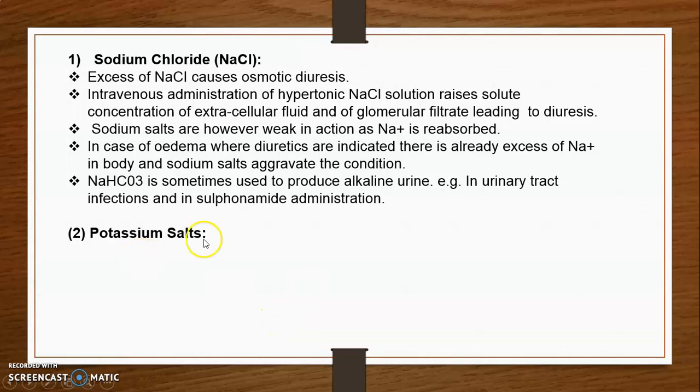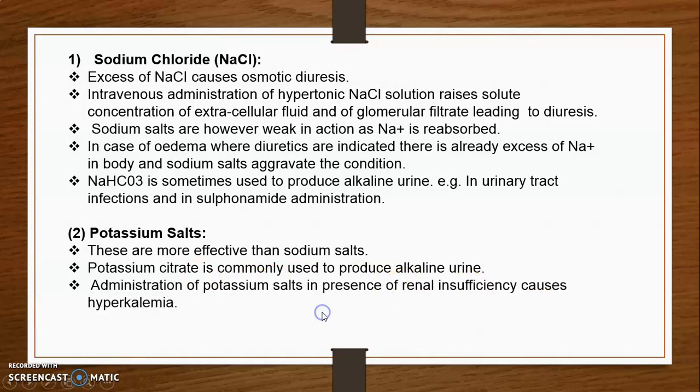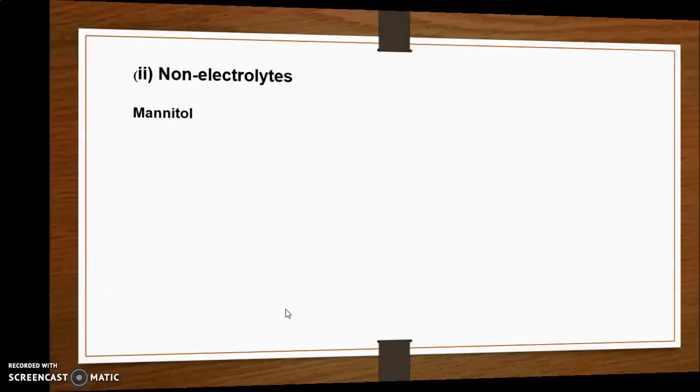Then next is the potassium salt, which is used as an osmotic diuretic. These are more effective than the sodium salts. Potassium citrate is commonly used to produce alkaline urine. Administration of potassium salt in the presence of renal insufficiency causes hyperkalemia.